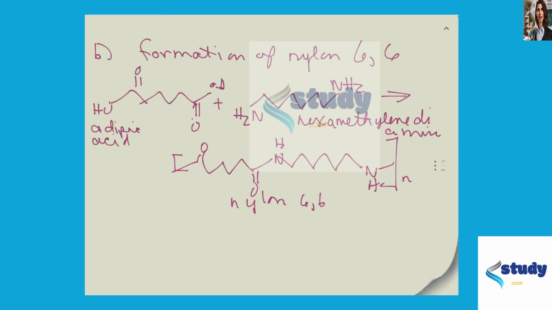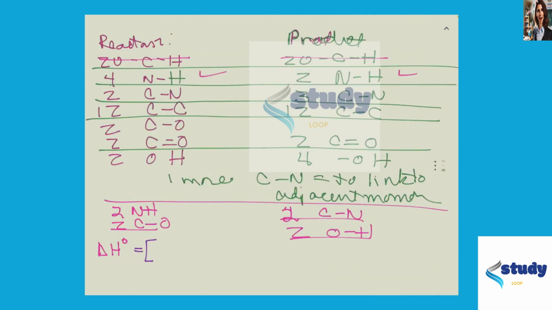Okay, so this one is going to be 2 times our NH, which is 2 times 391 kilojoules per mole plus 2 times negative 293 kilojoules per mole.